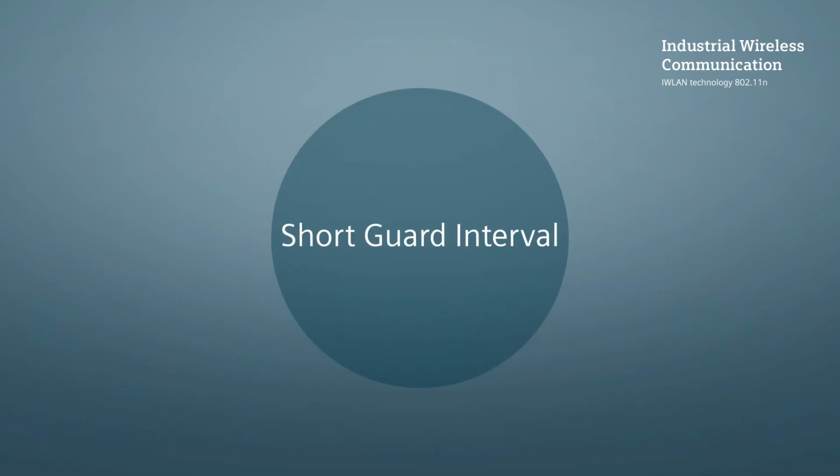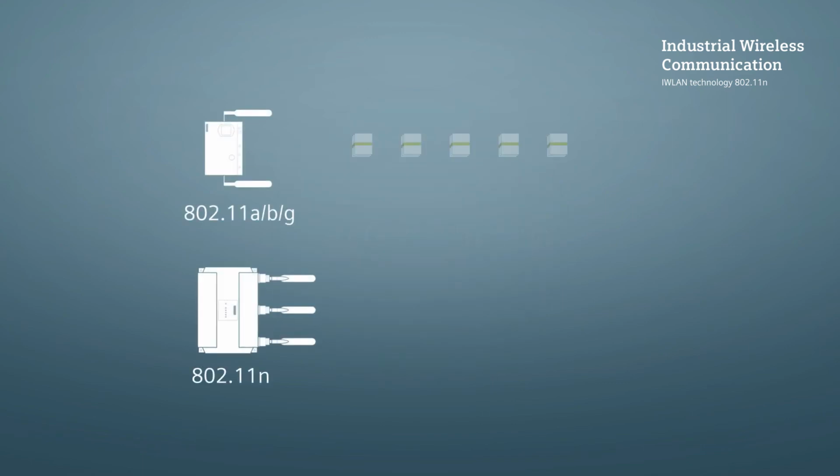Method 3. Short guard interval. A transmitter that works according to the old 802.11 standard waits for an interval of 800 nanoseconds after transmitting a packet before it transmits the next packet. 802.11n can halve this waiting time to 400 nanoseconds with the MIMO technology. The data throughput improves by approximately 10% due to the shorter waiting time.